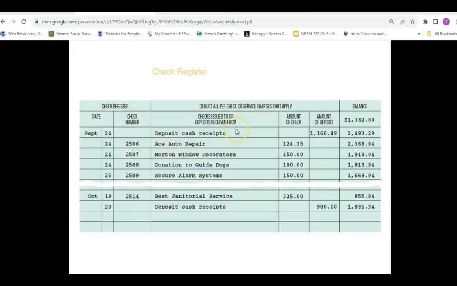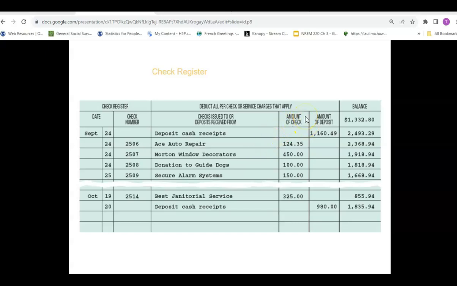Okay, and then in this column it says checks issued to or deposits received from. So this is just a little description of who we sent our check to. So we sent checks to Ace Auto Repair, Morton Window, and so forth. And if we received any deposits, we would list that here as well. So here we deposited some cash, and we also deposited some cash on October 20th.